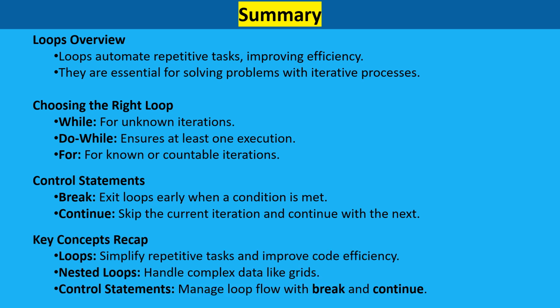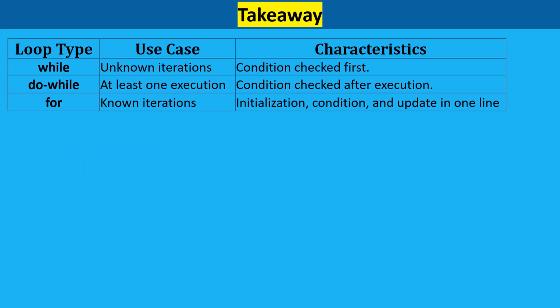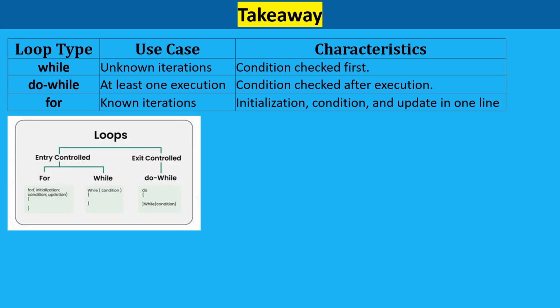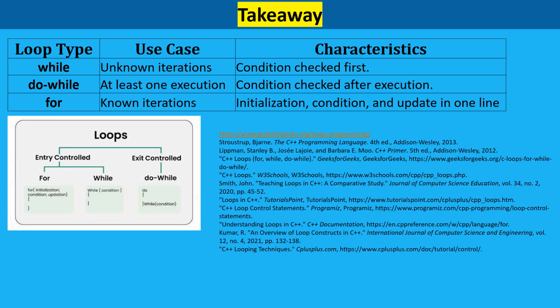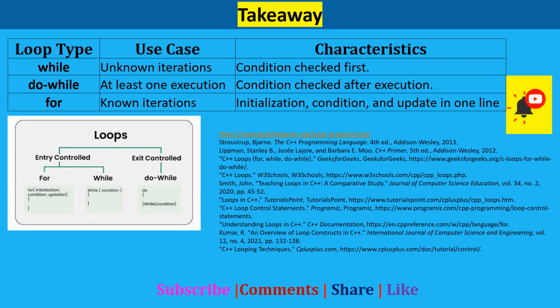Key concept recaps: loops simplify repetitive tasks and improve code efficiency. Nested loops handle complex data like grids, and control statements manage loop flow with break and continue. Loops are essential for repetitive tasks. Use nested loops for multidimensional data and control flow with break and continue for better performance. So loop types: while, do while and for, and these are graphical representations. References. Thank you.